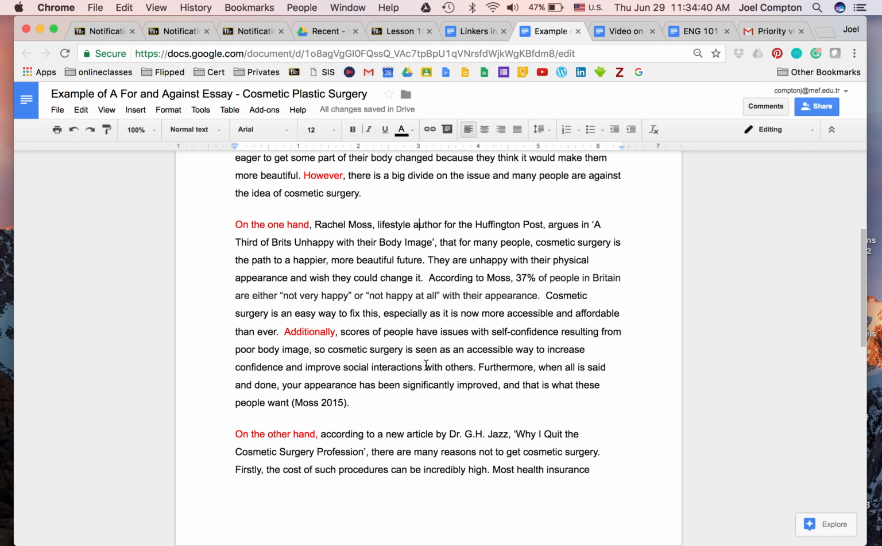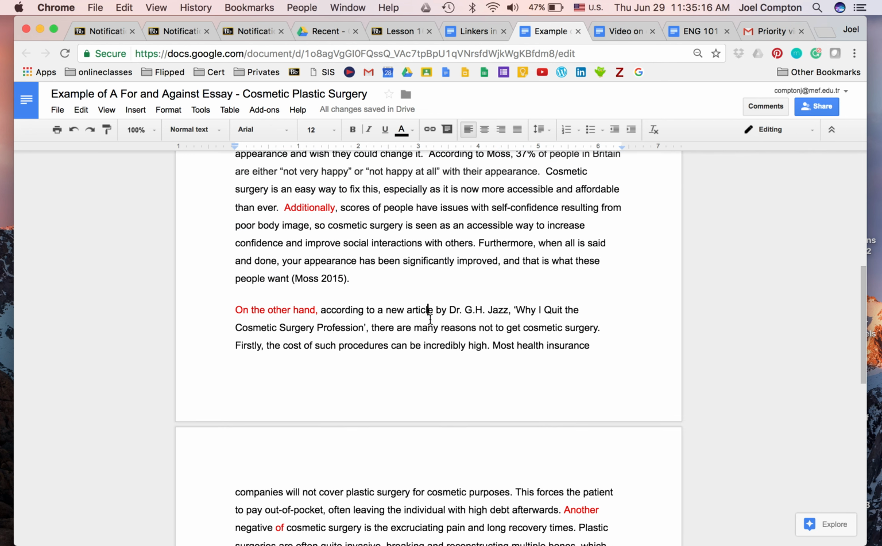to look like. So, first summary paragraph, notice that Lorraine has written in here the author and her job, as well as the title for the article that she summarized, and then a brief topic sentence. Okay, so that topic sentence is found here. That for many people, cosmetic surgery is the path to a happier, more beautiful future. And then following that topic sentence, she then summarizes the rest of that article, including all the main information, okay, the main idea of that article.